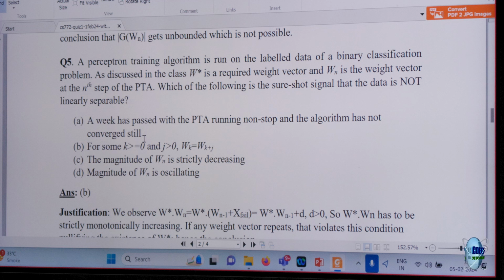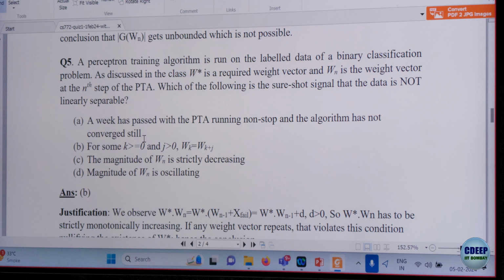A: A week has passed with the PTA running non-stop and the algorithm has still not converged. That is not a sure-shot signal. It can converge after maybe 1 million years. B: for some k greater than or equal to 0 and j greater than 0, Wk equals Wk plus j. So the weight has repeated. The moment the weight repeats, you know surely it is not a linearly separable problem. Why? Coming to that. C: The magnitude of Wn is strictly decreasing? No, no such guarantee. D: The magnitude of Wn is oscillating. That also is not a sure-shot signal.